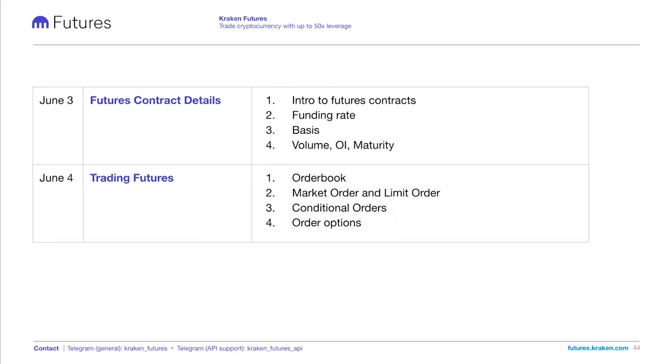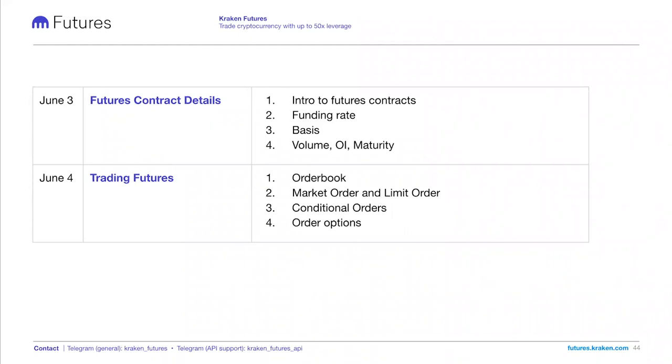We're happy to stick around, but for those of you still here, we'd love for you to join us tomorrow. We're getting more technical as the week goes, so we're going to talk about contract details. We'll talk about what the funding rate is, which I think is one of the hardest and most poorly understood concepts in futures trading, so we'll talk about that in detail. We'll talk about what basis is, and about volume, open interest, and maturity, and some of the misconceptions around that.